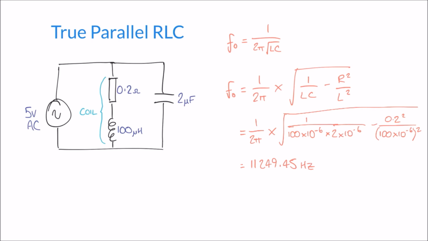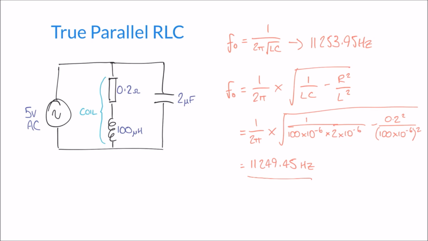Just as a side note, I've also worked out the frequency for our simpler formula, and that comes out as a frequency of 11,253.95 hertz. You can see there's not a huge difference between our simplified formula and our more complicated, more accurate formula. There's only a few hertz difference between the two, and that's to be expected because this resistance is so small. But as that resistance gets bigger, it becomes more and more important to use our more accurate formula. So we're going to go with the first result we got, 11,249.45 hertz.